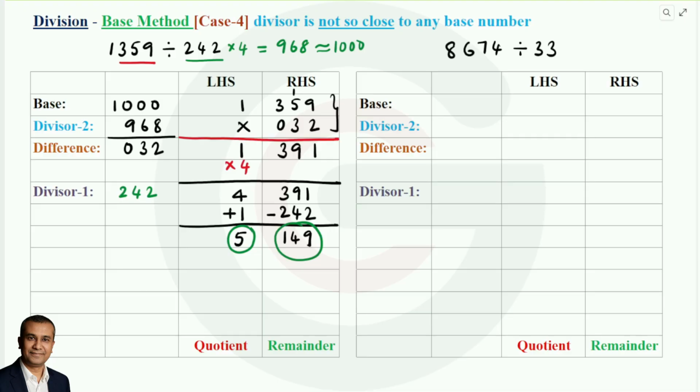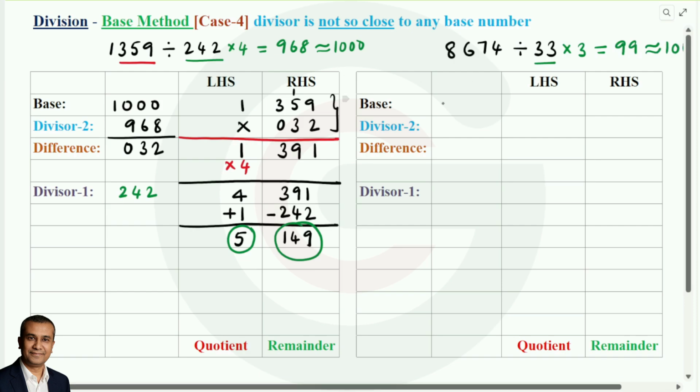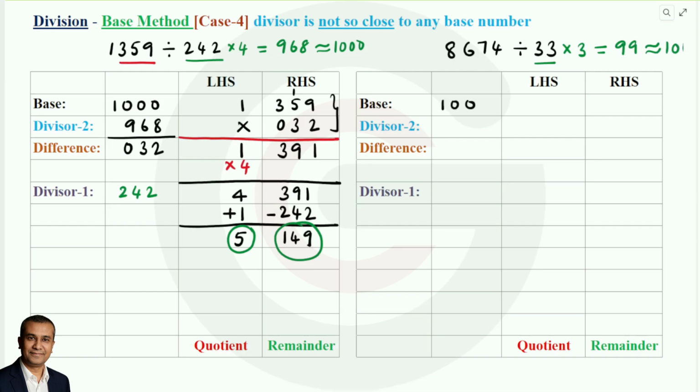Here the divisor is 33. So what is the base number that we'll consider? It is close to 10 but is not so close to 10. And it is far from 100. So best thing that we can do is this 33 we can multiply it with 3. Then we get 99, which is very close to 100. So therefore we will take 100 as the base and our new divisor, that is divisor 2, is 99. So 100 minus 99 we get 01 as the difference.